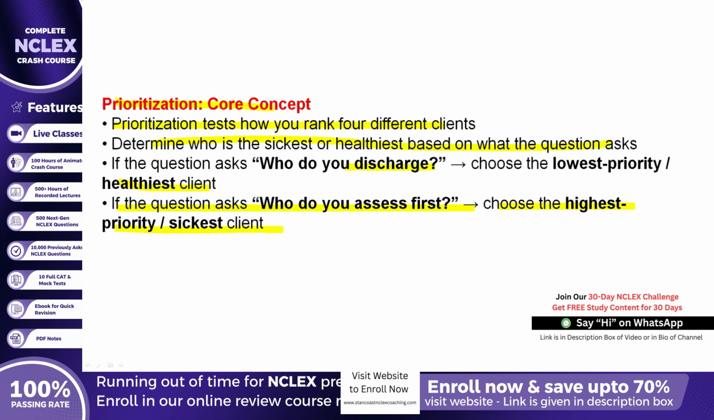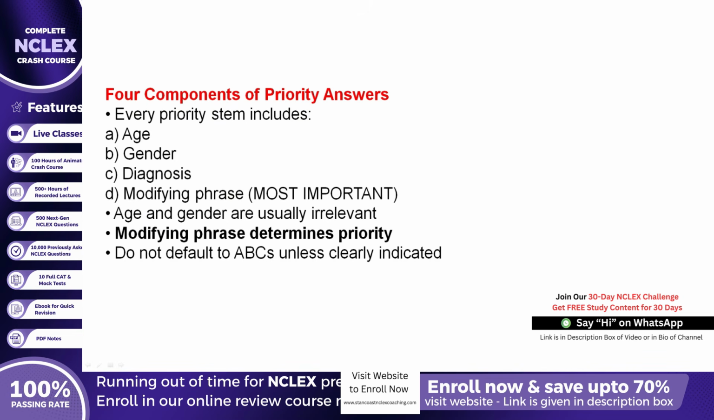Now, as we continue, remember that every priority stem includes 4 components, which are age, gender, diagnosis, and the modifying phrase. And it is the modifying phrase that is the most important. Although age and gender are usually irrelevant, the modifying phrase determines the true priority. And that is why you should not automatically default to the ABCs unless they are clearly indicated.